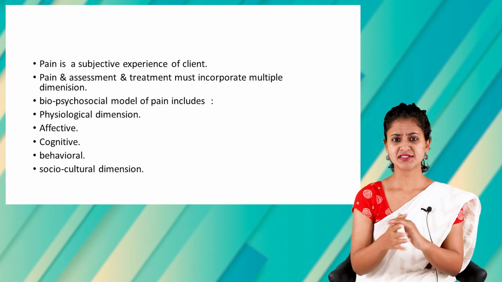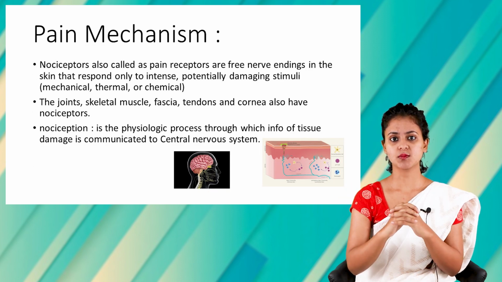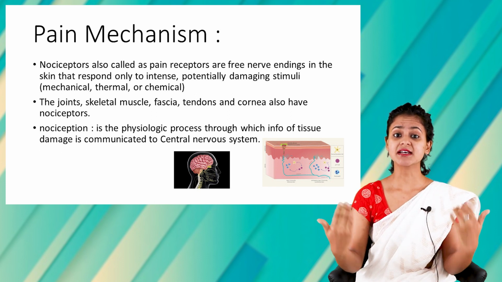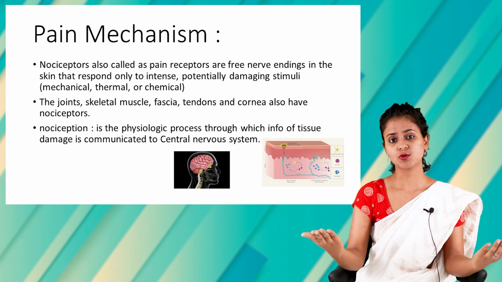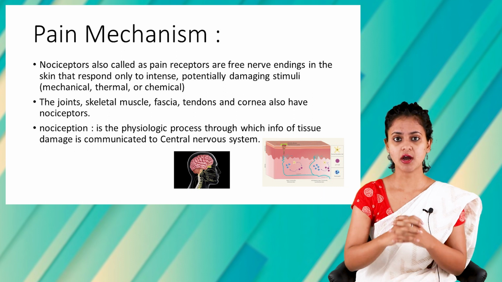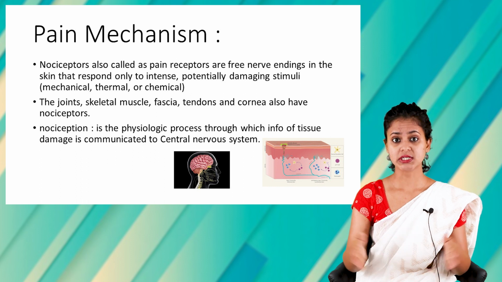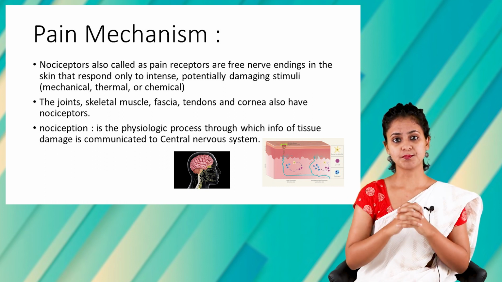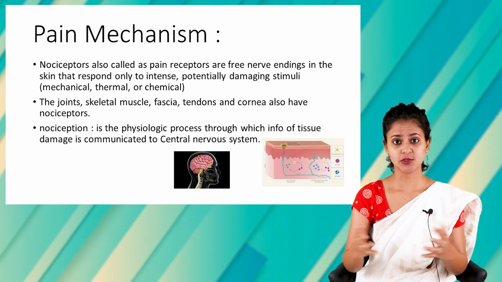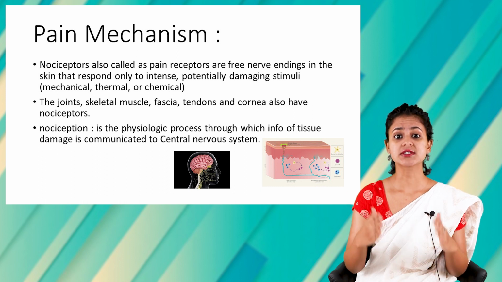So as we have learned the basic concept regarding pain, now we are going to learn about the mechanism of pain. We have seen that it is a subjective experience, but definitely there are certain chemical or physiological changes occurring because of which a person is complaining of or suffering from pain. So here we are going to learn about the basic concept of pain mechanism. Before discussing it in detail, you have to note down two most important terminologies related to the pain mechanism, that is nociceptors and nociception.